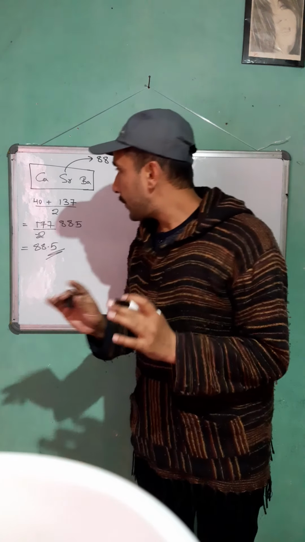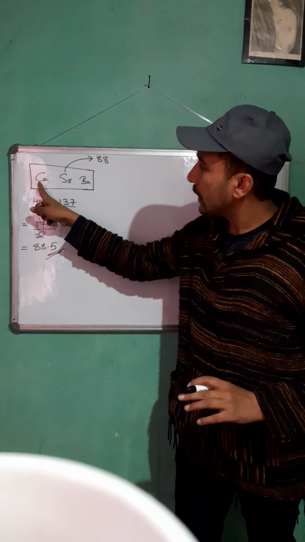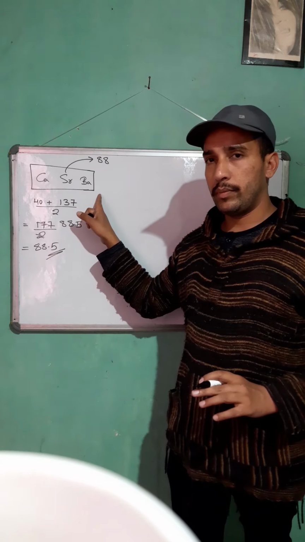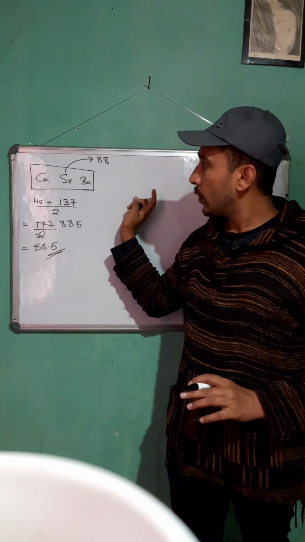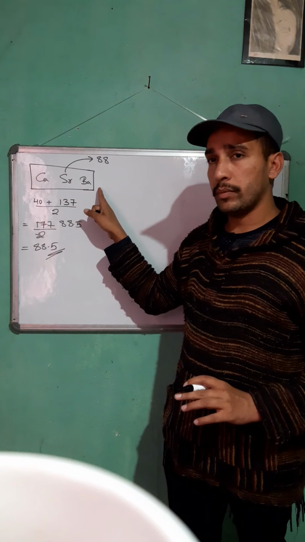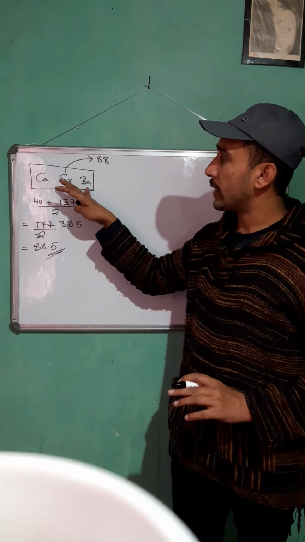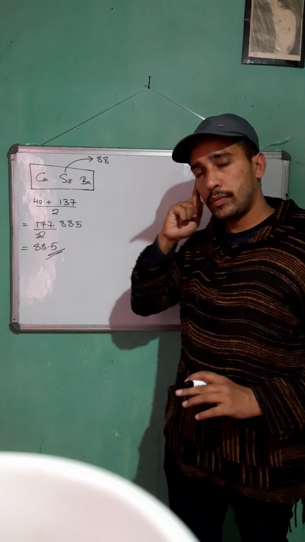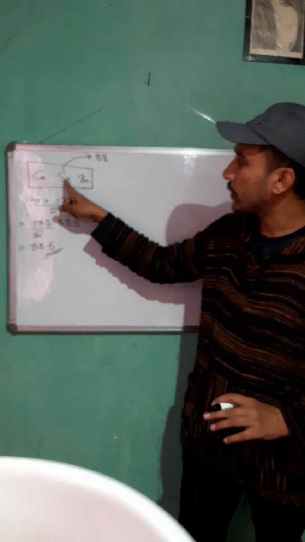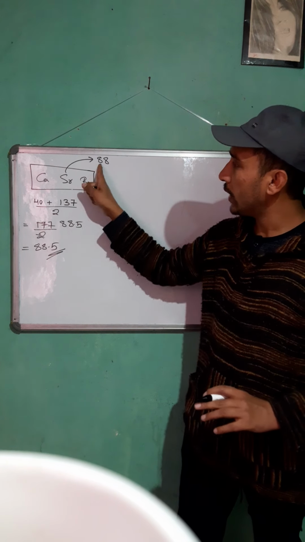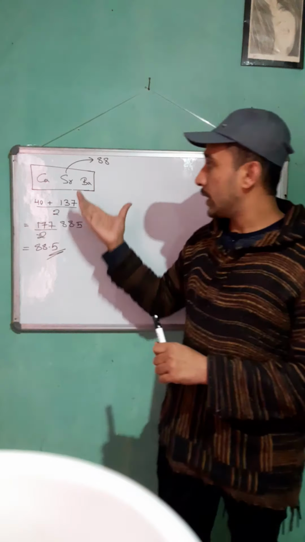So Dobereiner kept strontium between calcium and barium because the average of the atomic masses of calcium and barium is approximately equal to the atomic mass of strontium. The average mass we got is 88.5 and the actual mass of strontium is 88. So these two are very much close. So this is the example.